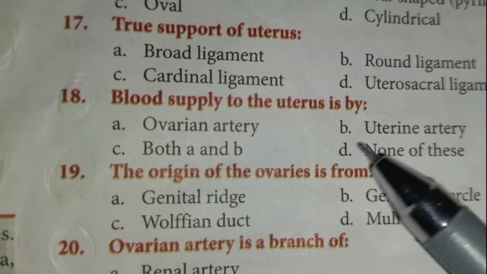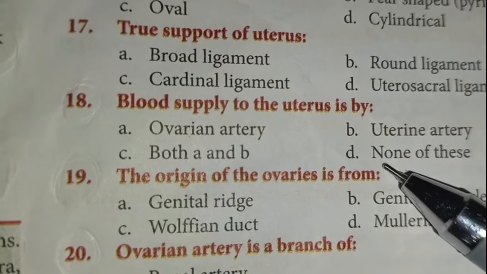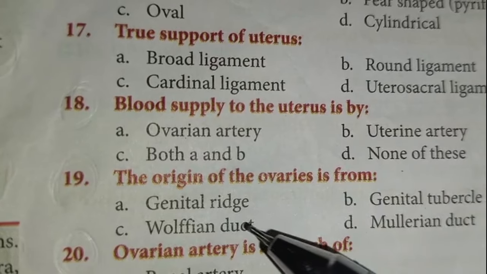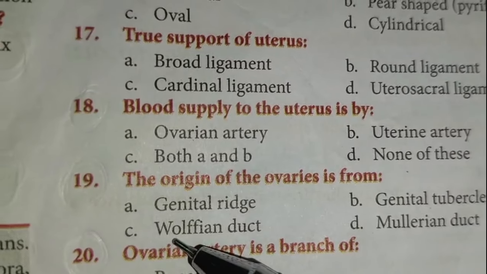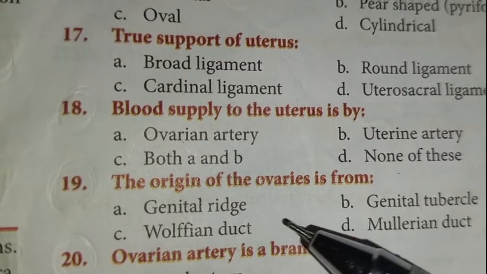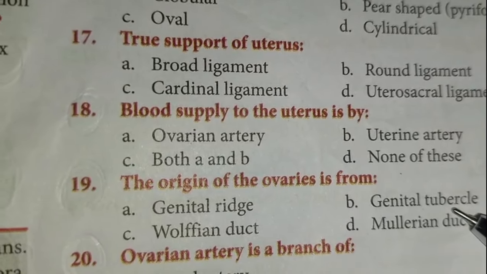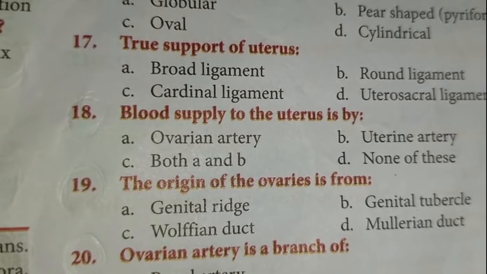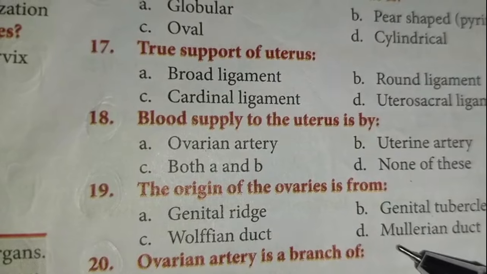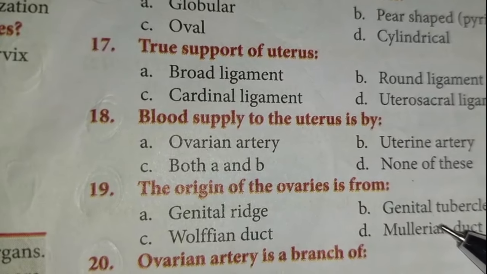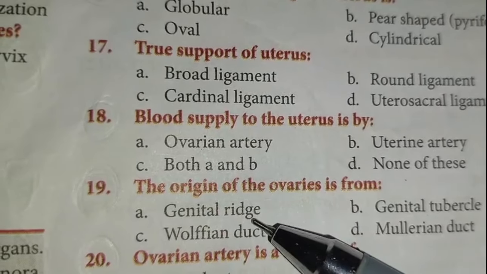And the next question is, the origin of the ovaries is from. The origin of the ovaries is from option A genital ridge, option B genital tubercle, option C Wolffian duct, and option D Mullerian duct. And the correct answer is option A, genital ridge.